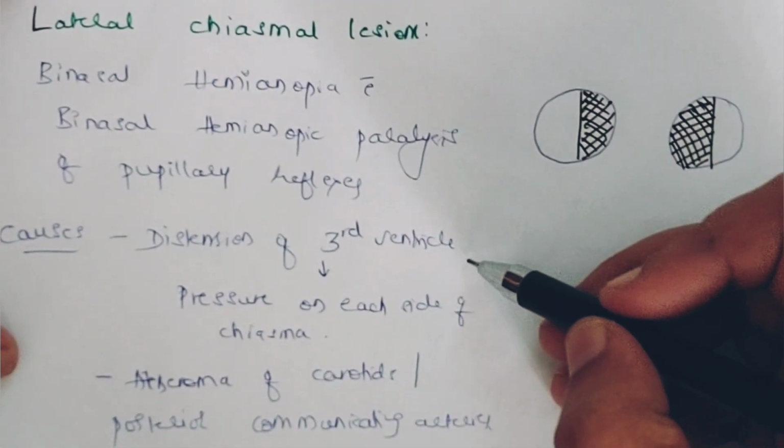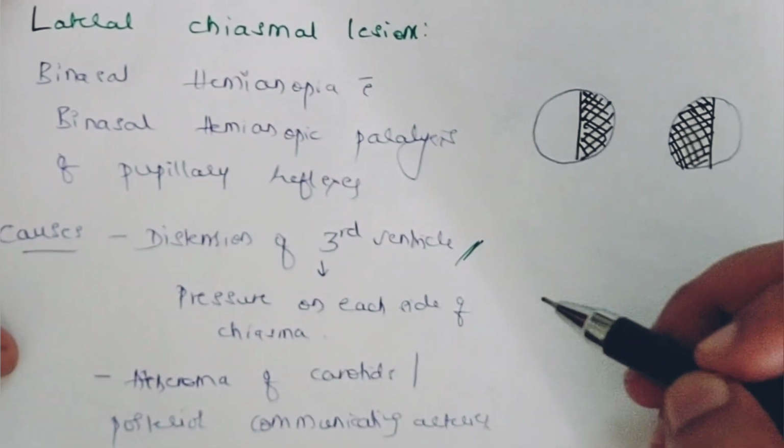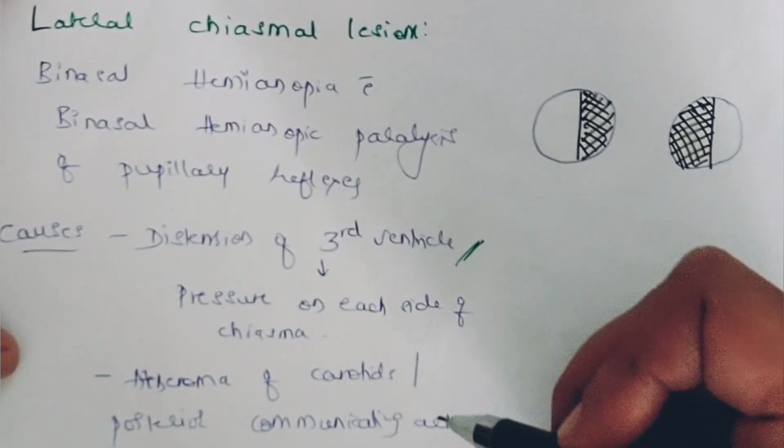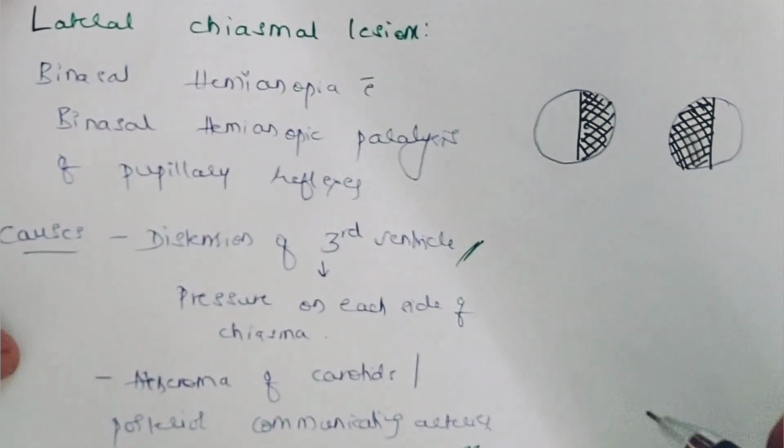The causes are like if there is distension of the third ventricle, which leads to pressure on each side of the chiasma. The causes can be like atheroma of the carotids or the posterior communicating artery.